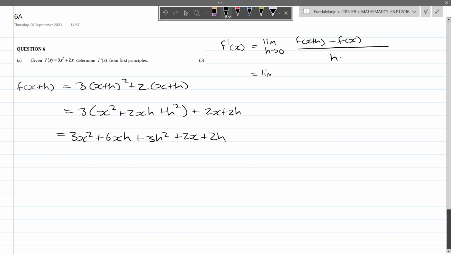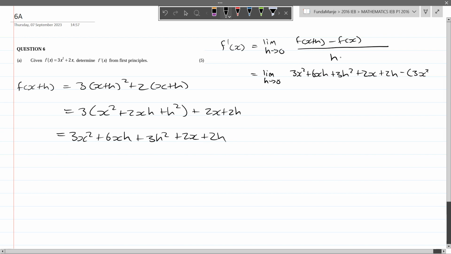So the limit as h tends to 0 of 3x squared plus 6xh plus 3h squared plus 2x plus 2h minus f of x, which is just in brackets 3x squared plus 2x. Then this is all over h.